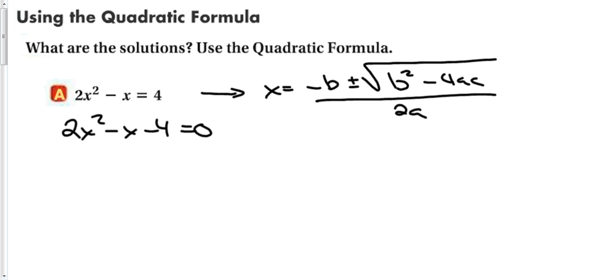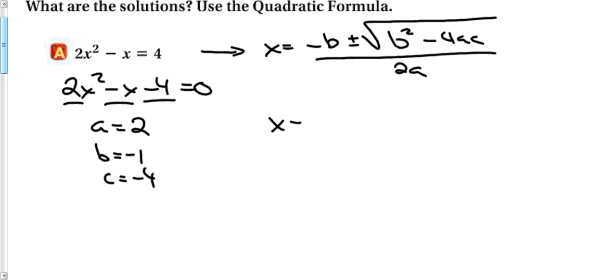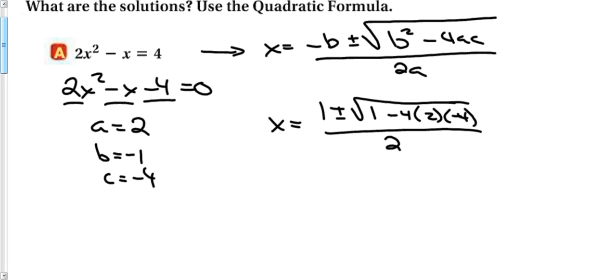So in order to use the quadratic formula, I need my values for a, b, and c. Well, I can just look at the equation and see that a is 2, b is negative 1, and c is negative 4. Now all I have to do is plug those numbers into the quadratic formula. So we have x is equal to negative 1, so that turns positive, plus or minus the square root of 1 squared is 1, minus 4 times 2 times negative 4, all over 2 times 2.